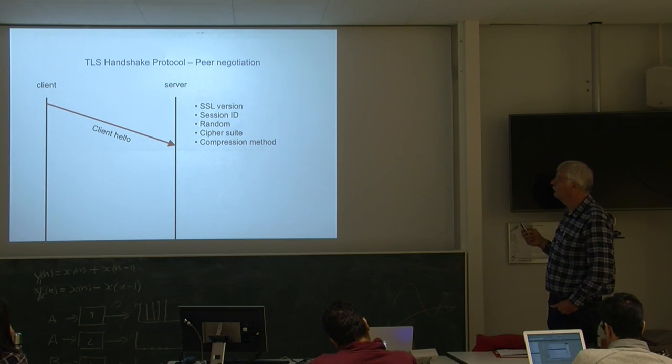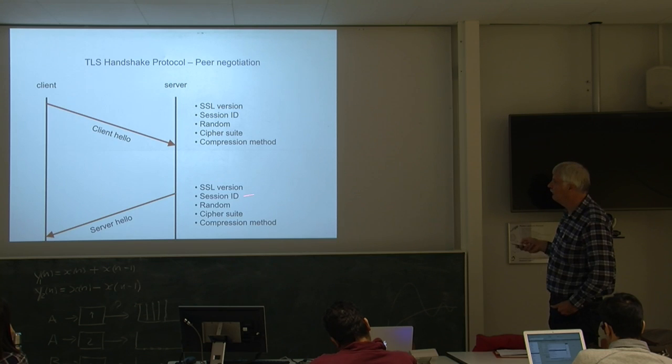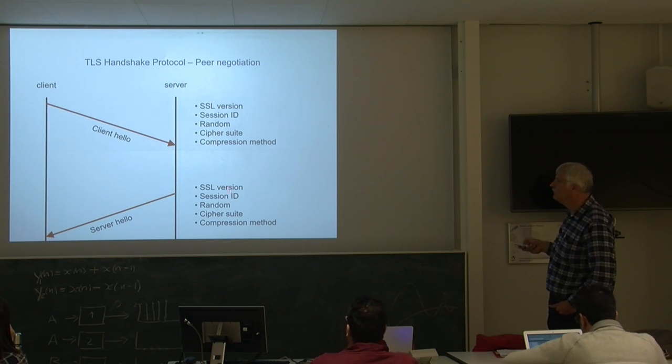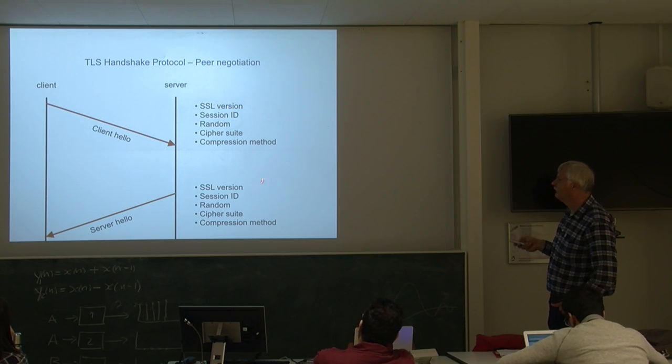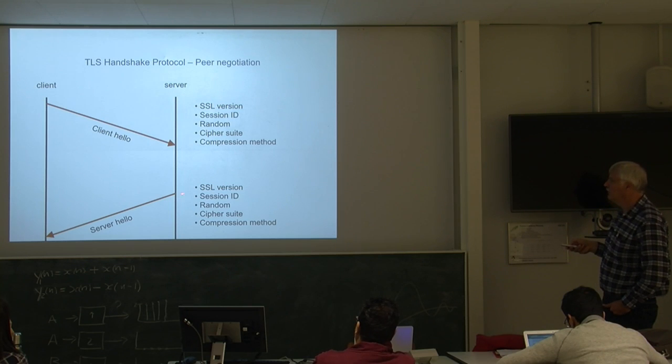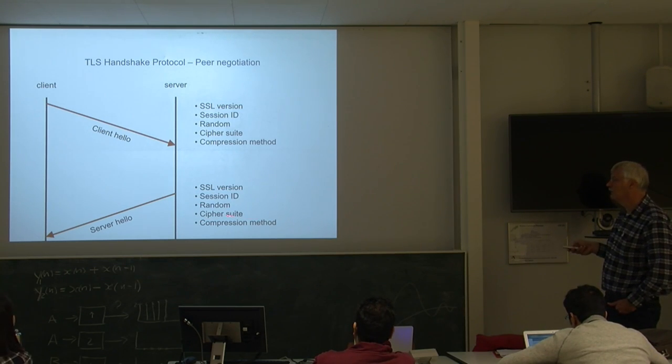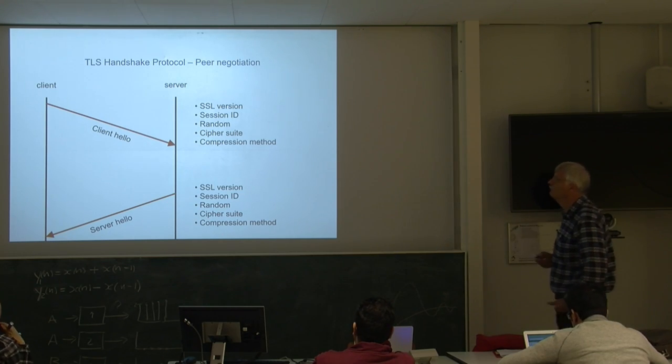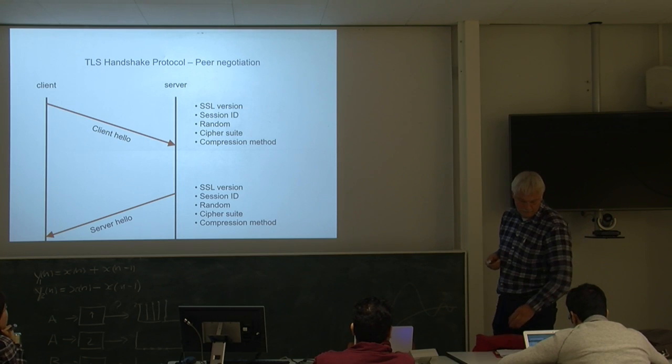Okay, the server basically says, okay, this is my version that I support, so you can down negotiate, or here you say, I do this and this and this, and here you then at a certain moment decide, okay, let's do that. Session ID again, another random, the ciphers that you then agree upon, and if you do compression. So that's a relatively simple handshake.